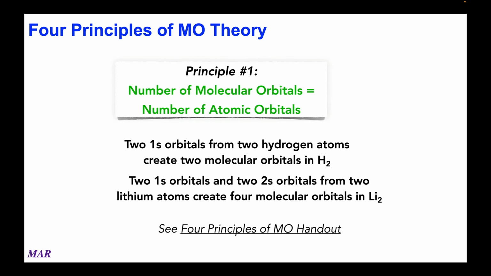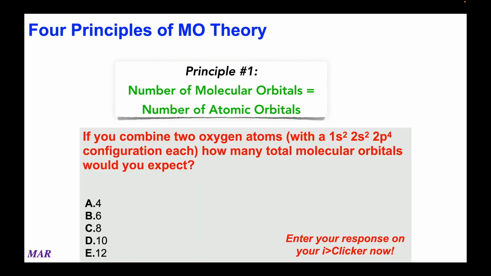On the other hand, for lithium, the dilithium we saw earlier, each lithium had a 1s and a 2s orbital, so each of them had 2 orbitals, 2 atoms and 2 orbitals each, that's 4 atomic orbitals. And the molecular orbitals that came out of it also number 4. So all the atomic orbitals you put in equal all the molecular orbitals that come out. So here's a question you might see. If you combine 2 oxygen atoms, and remember each oxygen is 1s2, 2s2, 2p4, that you combine to make a molecule, how many molecular orbitals will you expect to have?